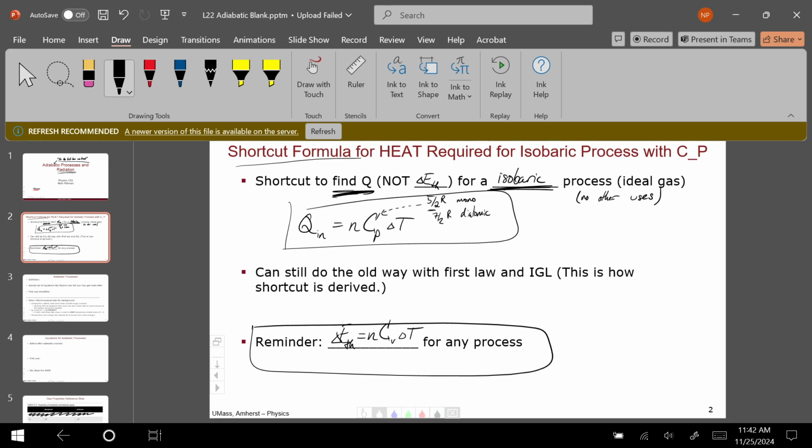Okay, but I will bring up, we just did that other problem. It took us a little longer, but we didn't have to play with this. So if you ever forget about this formula, you can do it using the plain old first law and ideal gas law. This formula is derived from the ideal gas law. I'll give you a super quick derivation. Okay, so I'm going to write out the first law with work moved over to the other side.